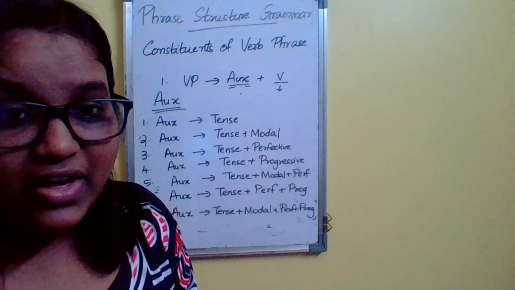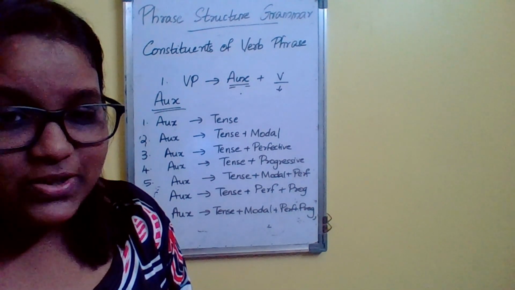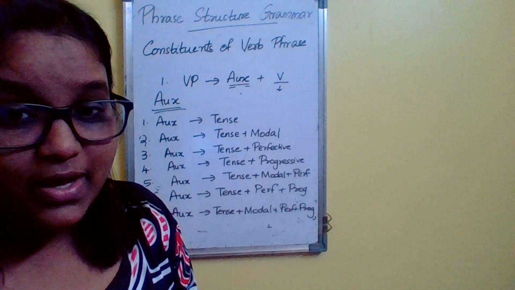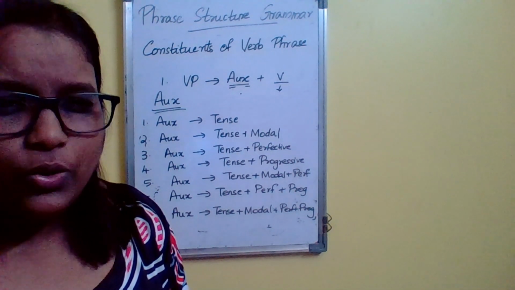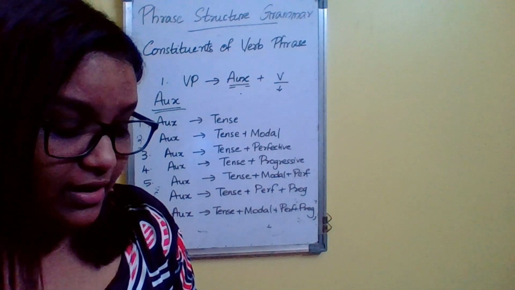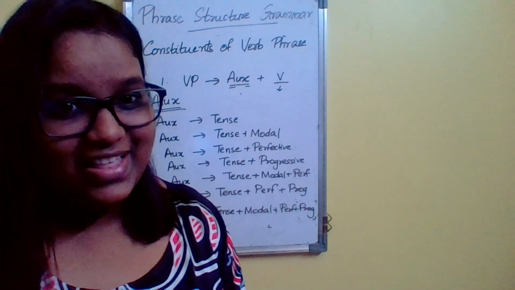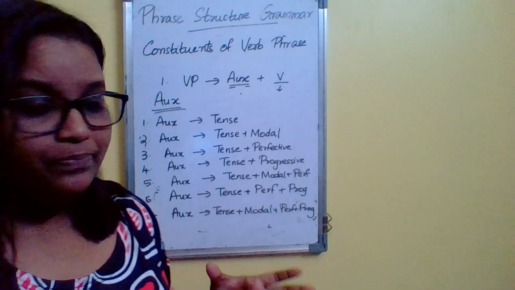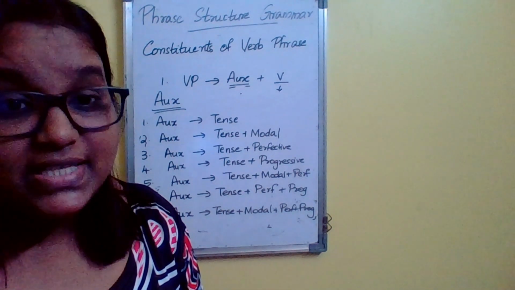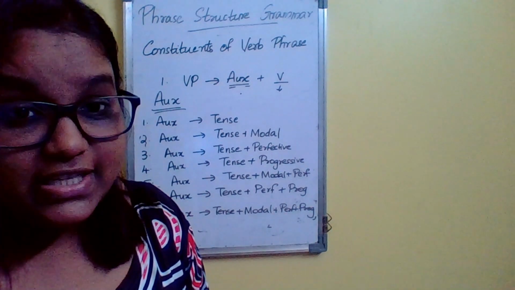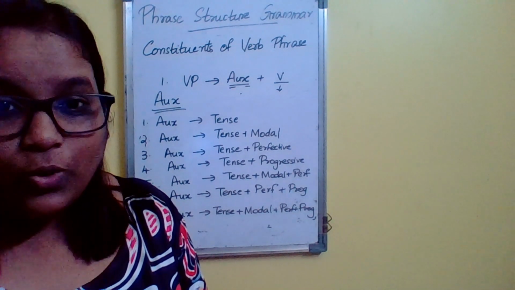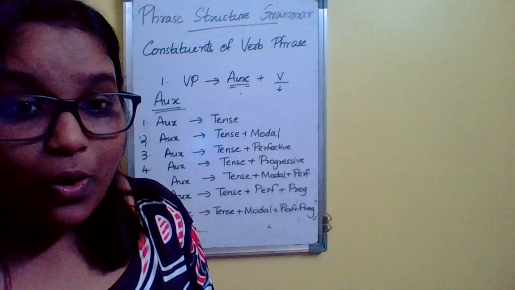And the fifth possibility is auxiliary can be tense plus modal plus perfective. She could have sung. The sixth possibility is auxiliary can be tense plus perfective plus progressive. She has been singing. That was an example we dealt with. And then the seventh possibility is auxiliary can be tense plus modal plus perfective plus progressive. She could have been singing. So I hope you got an idea about what can constitute auxiliary.